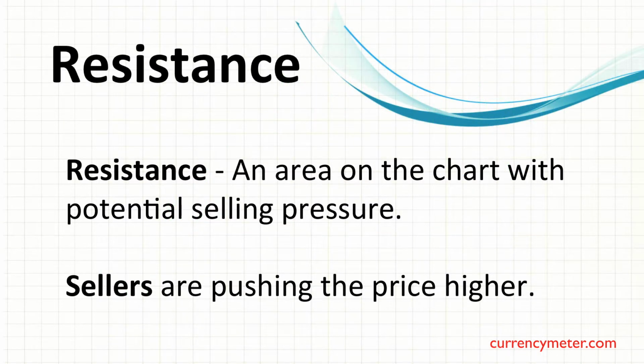The resistance level is an area on the chart with potential selling pressure. In other words, there are more sellers than buyers that are trying to push this price down. Okay, so the sellers have a tug of war with the buyers and they are trying to push the price down.